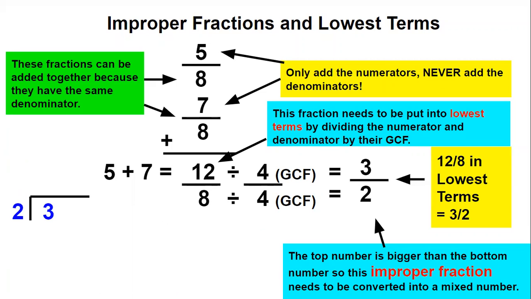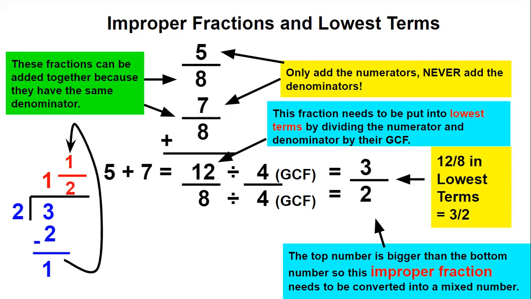Divide 2 into 3. How many 2's go into 3? Exactly 1. Then we multiply. 1 times 2 is 2. Then we subtract. 3 minus 2 equals 1. We take our remainder and bring it up to the top. The 1 becomes the numerator of our fraction, and the bottom number stays a 2. So the final answer to this problem is 1 1/2. So 5/8 plus 7/8 is equal to 1 1/2.